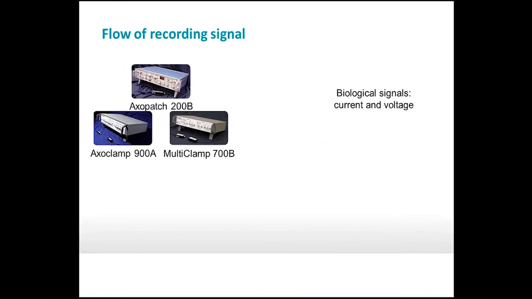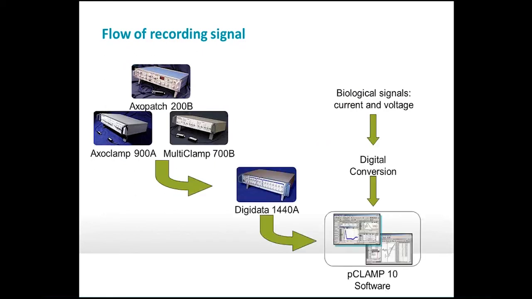Now, these three components work together as a system. The amplifier is used to acquire biological signals, for example currents and voltages, and sends analog signals to the digitizer, where they are converted to digital signals. The digital signals are then acquired and analyzed in the pCLAMP software.